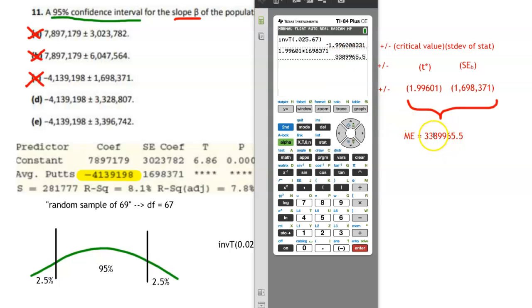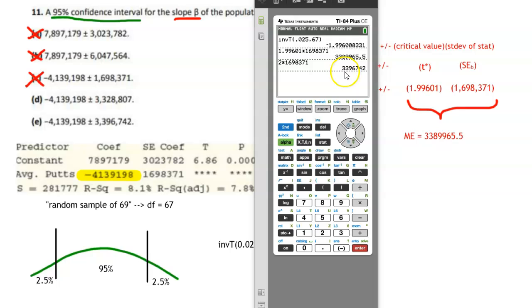So now using this information, I'll take these two numbers, multiply them together to find my margin of error, which is 3,389,965.5. That looks pretty similar to choice E. As a matter of fact, it's much closer to choice E than it is to choice D. And you can see if the person took 1.99601 and rounded it to even the tenths or even the hundredths place, they would have gotten 2. So multiplying 2 by the standard error gives you the exact number that they got. So they rounded in the middle of the problem.